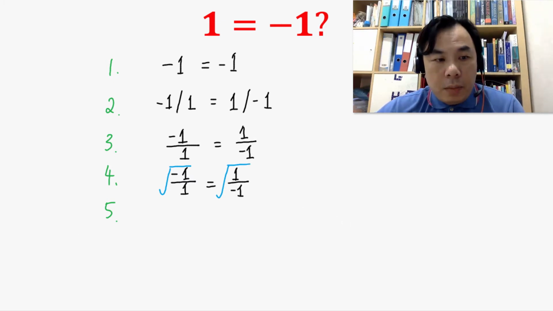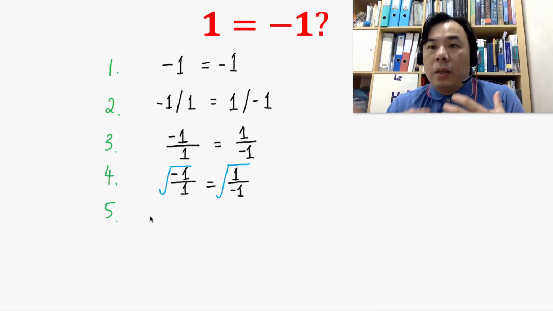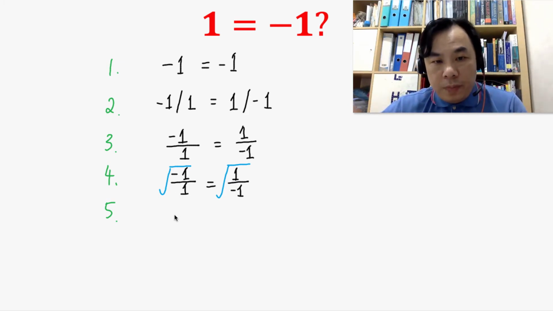And then line number 5, we can split the square root into this. We will have square root of -1 over square root of 1 is equal to square root of 1 over -1 here.